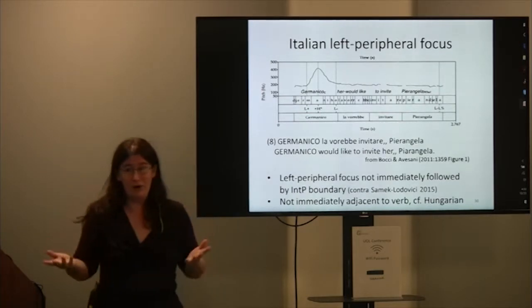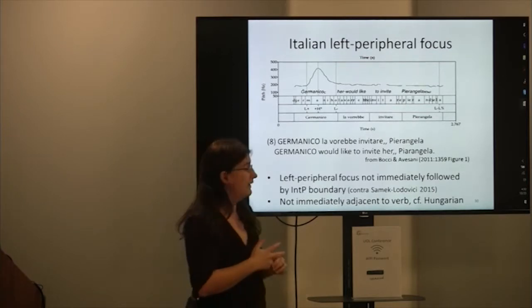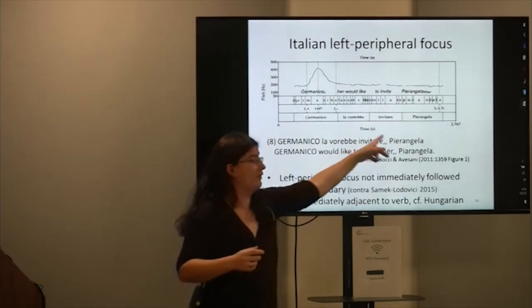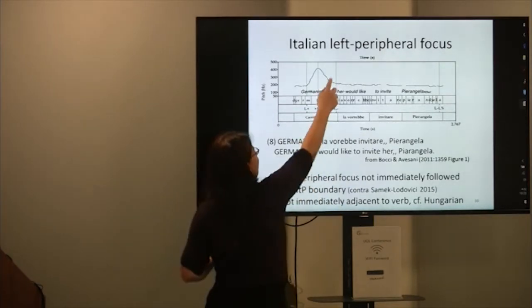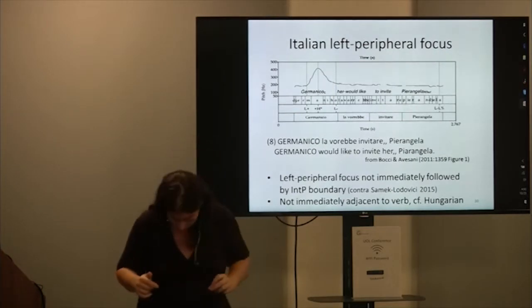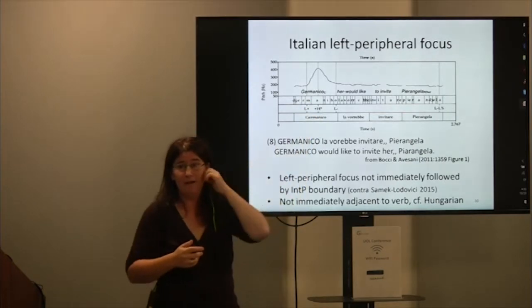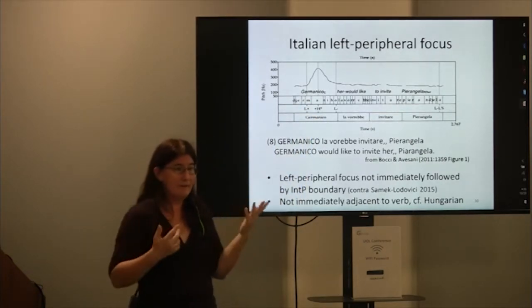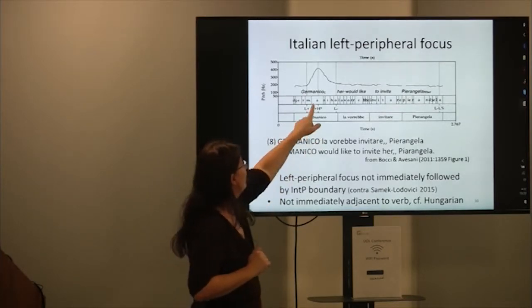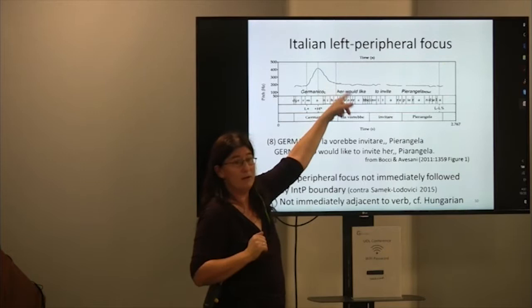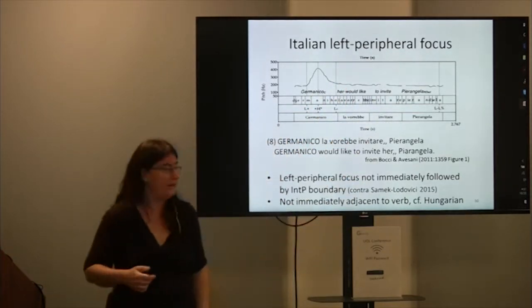But if he's wrong, and some people have proposed that he's wrong, in particular Bocci and Avesani, who propose that if you look at a phonetic track, you can't really see hard evidence for an intonational phrase boundary following the left peripheral focus. So the worst scenario for us is if they are right, but as I said, the jury is still out at the moment. But if there is no phonological phrase boundary, no intonational phrase boundary here, and it's not the case that these things are really right dislocated, then how do we account for these?